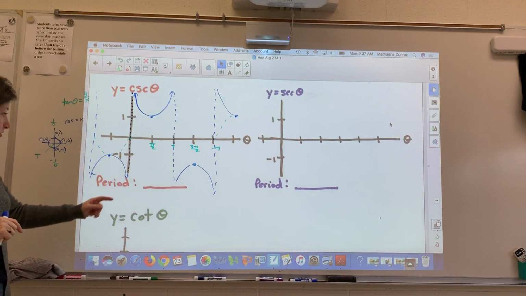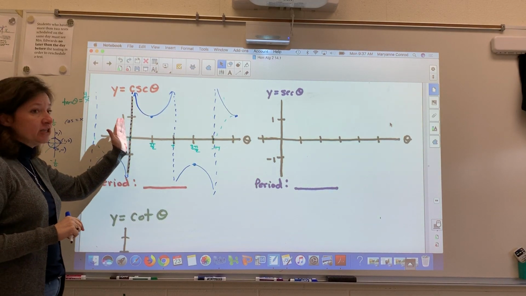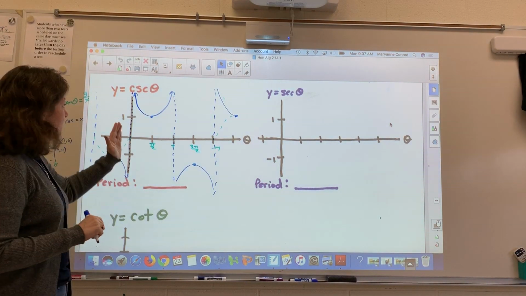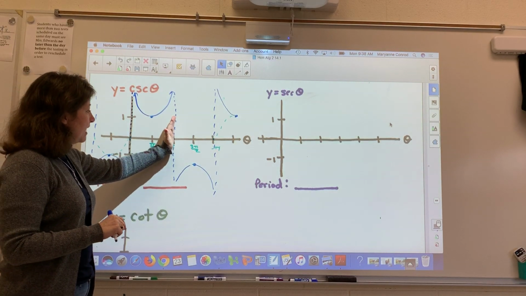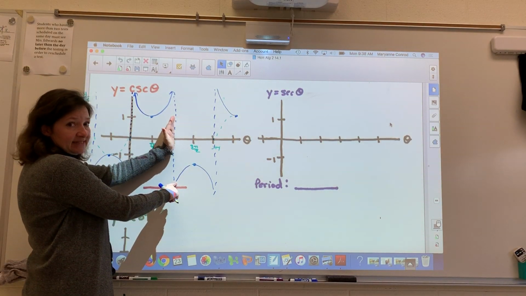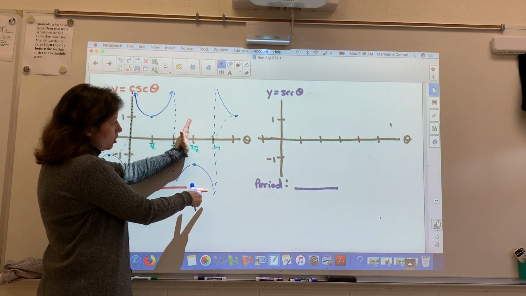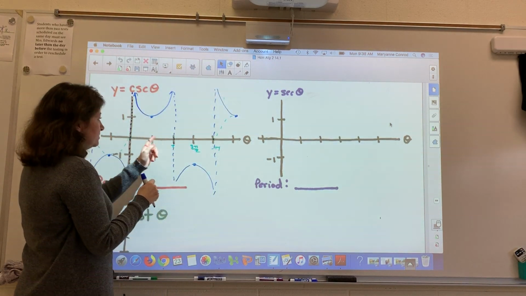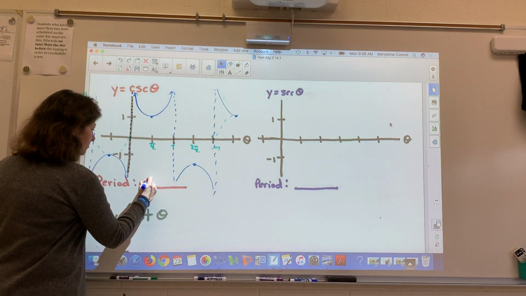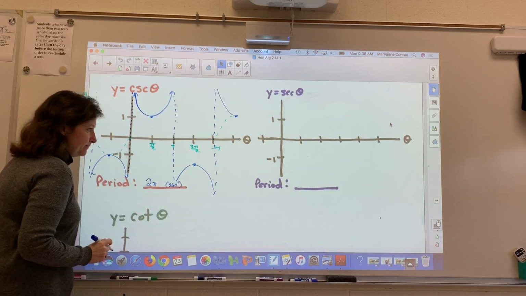So let's do the period. How long does this cosecant curve go till I start to repeat the exact same thing? I start at 0, I go to pi. Am I starting to repeat the exact same thing? No, this one's up, down in the negatives. So I don't start repeating the same thing until I get to here. So from 0 to 2 pi. So the period is 2 pi. If you're in degrees, it would be 360.